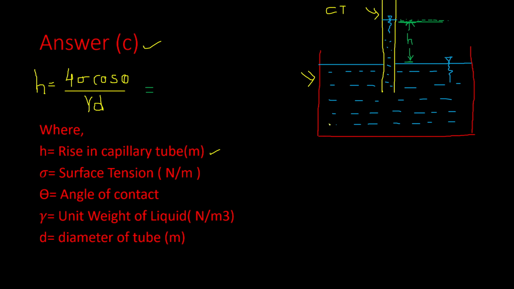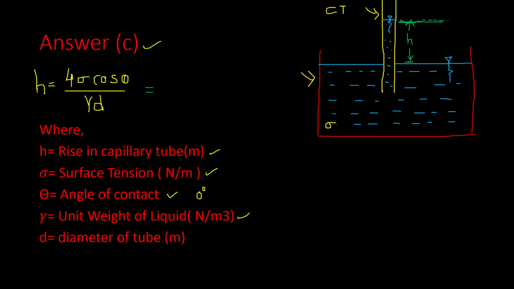Sigma is the surface tension of the liquid. So in this case it is water and this value is given to us. Theta is angle of contact. It depends upon different types of liquids and the surface in which it is in contact. So for this question, for water it is 0 degrees. Okay, and the last is gamma, that is unit weight of liquid. So gamma in this case will be gamma for water, and diameter of tube is D. So these are the things which are present in the formula.